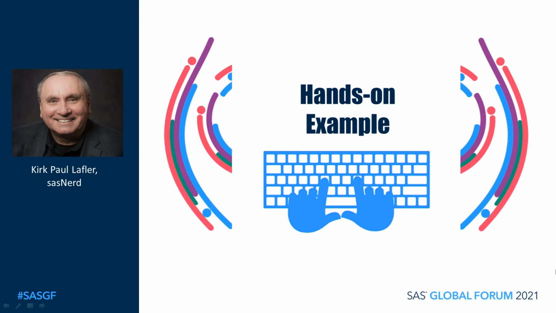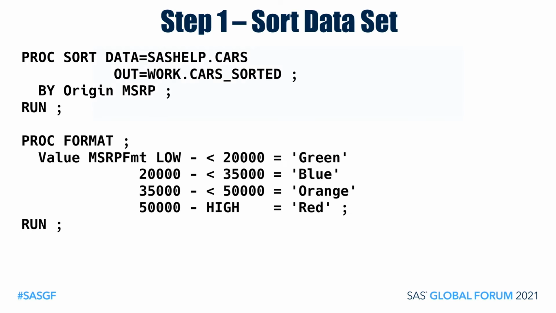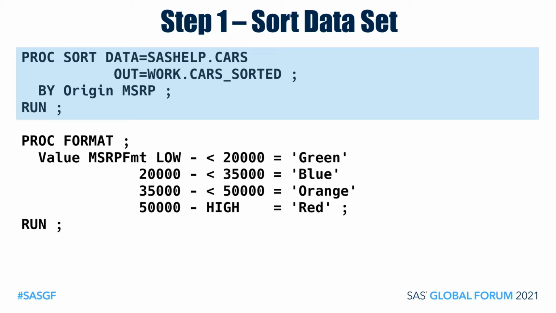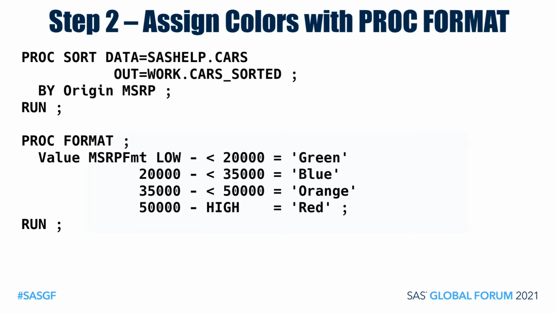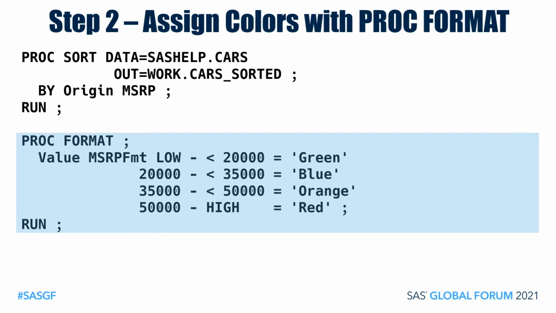Let's look at the hands-on code for this example. First step we're going to do is sort our data in ascending order by origin of the vehicle and the MSRP, both ascending order. Then in step two, we're going to assign colors that we want to use in our background colors with proc format. And we're going to choose green, blue, orange, and red for the four distinct colors. And we're going to use the value statement to create a user-defined MSRP format.